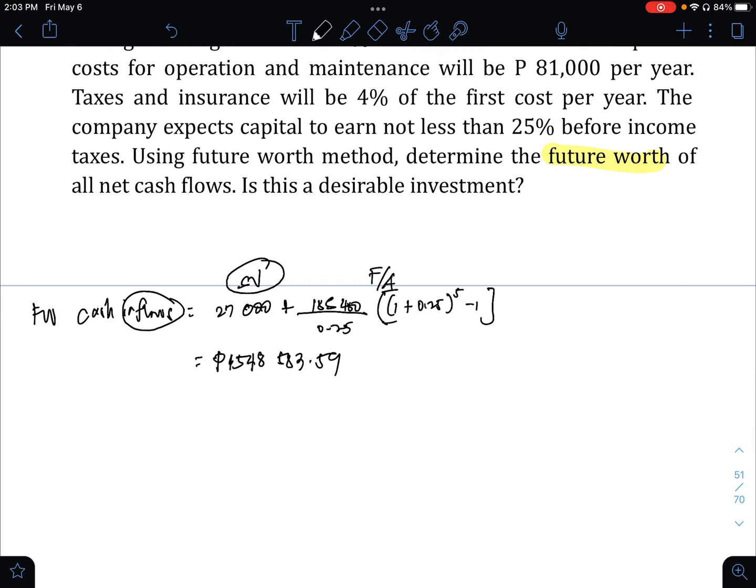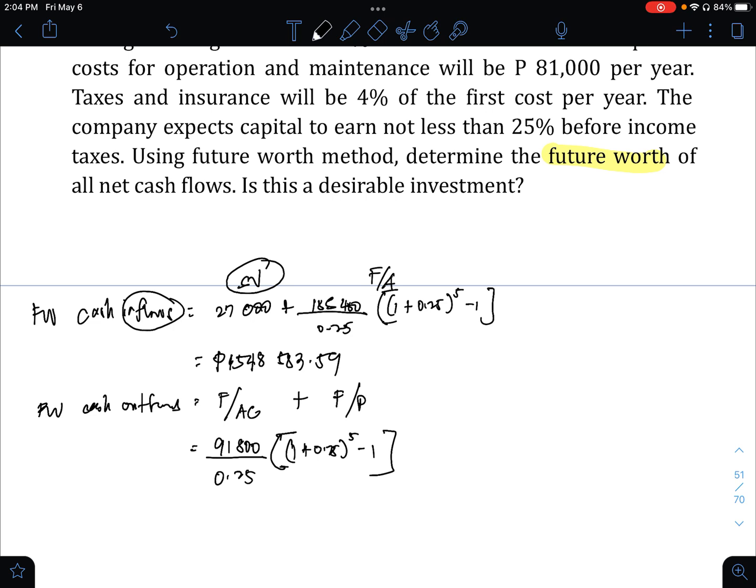Now, the cash outflows. The future worth of cash outflows is the future worth of the annual cost plus the future worth of the investment, F over P. So F over A of the annual cost is 91,800 over i, times (1 plus 0.25) raised to the power of 5 minus 1, plus the future worth of your investment times (1 plus 0.25) raised to the power of 5.